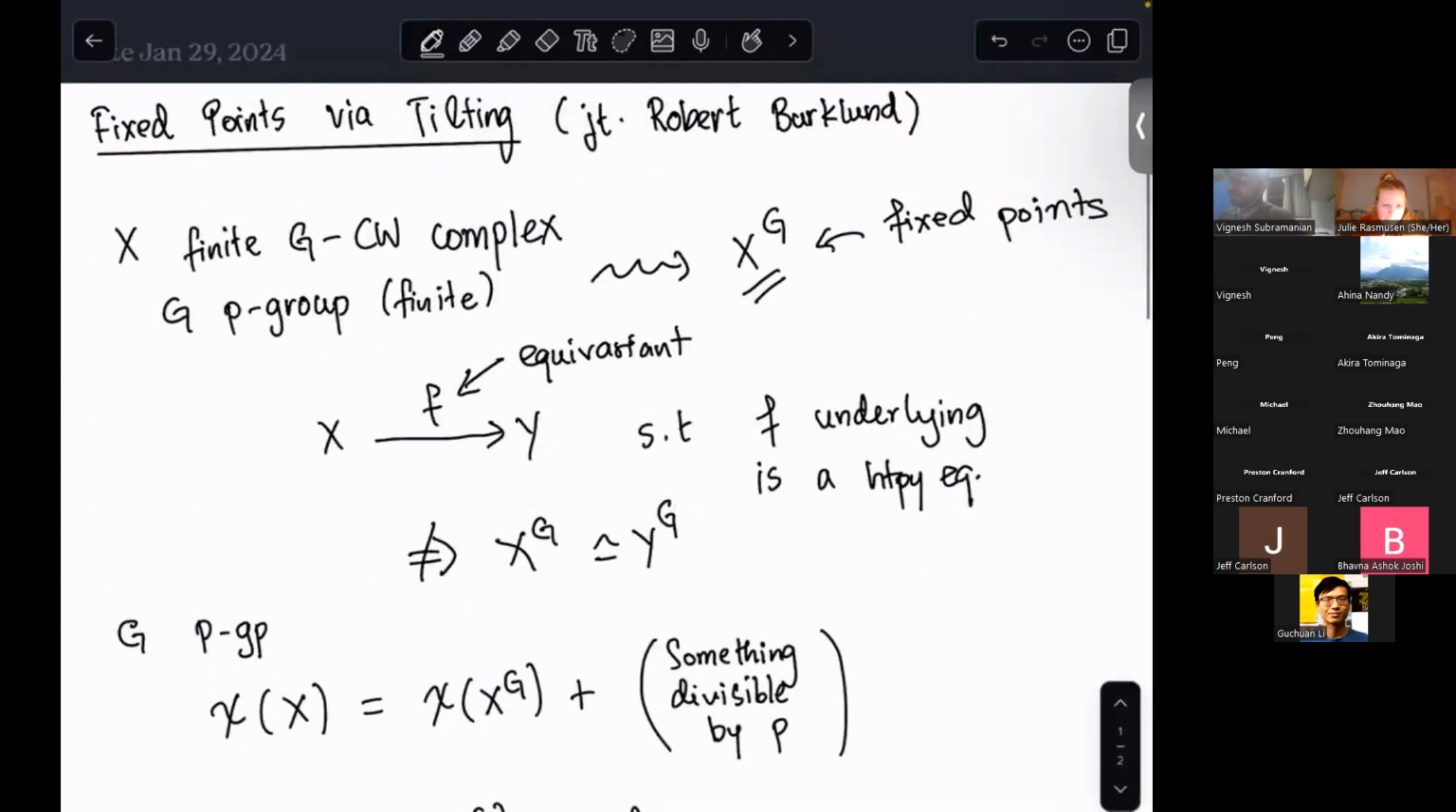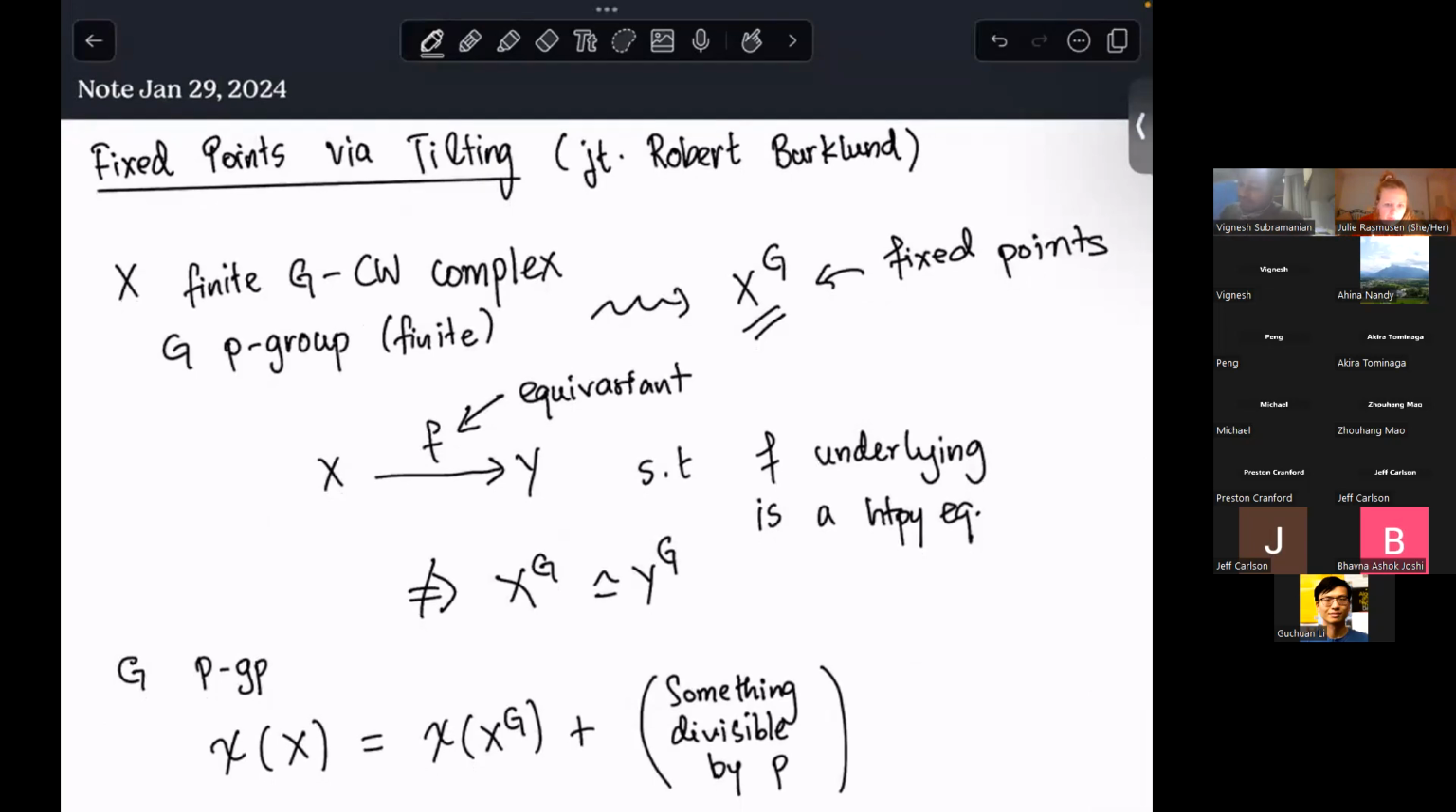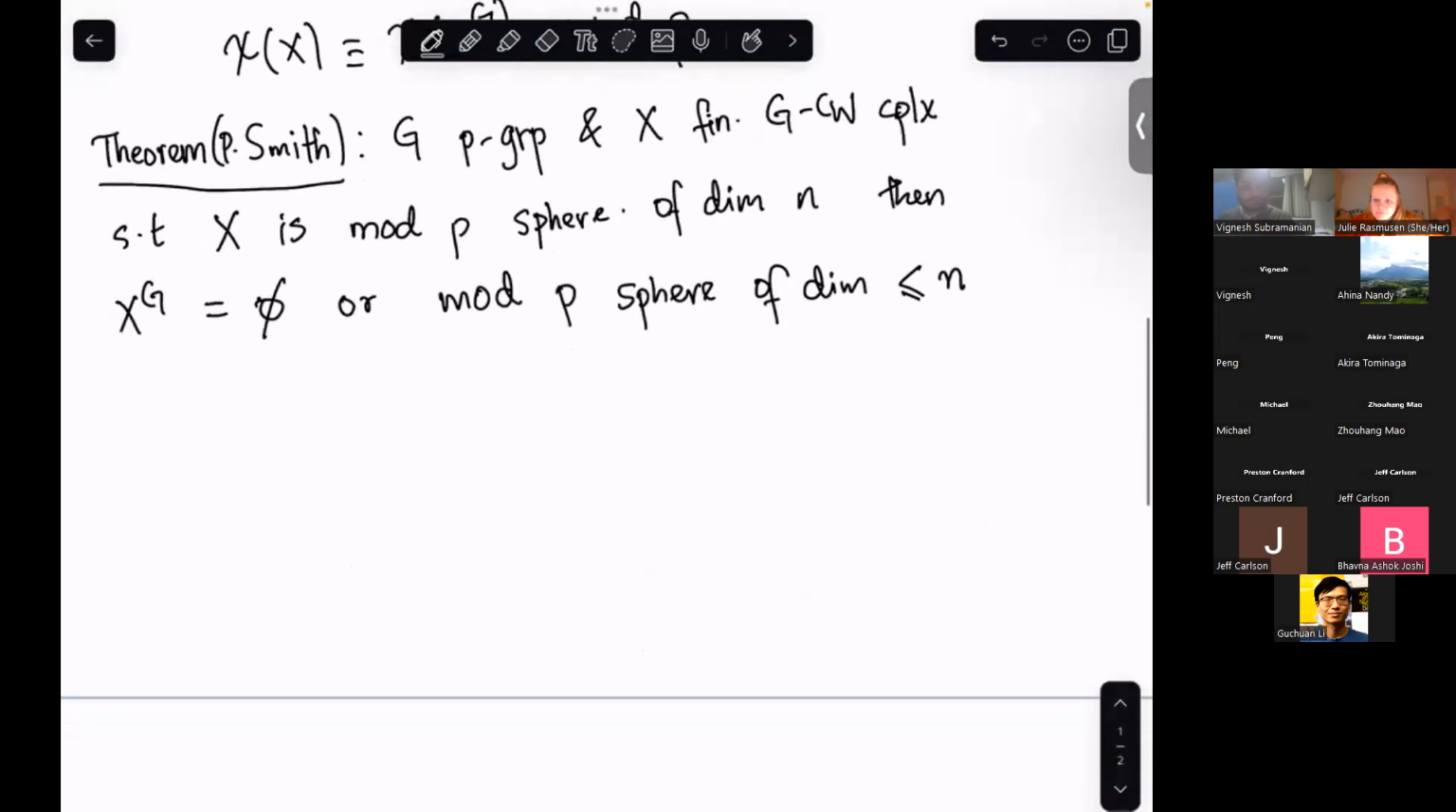I should also say that whatever I'm going to say that is new is written up. It's not on arXiv, but it is in my thesis, on the categorification of Smith theory. So you can find the proofs of the statements that I say today in the thesis.